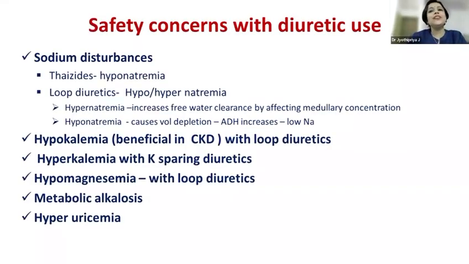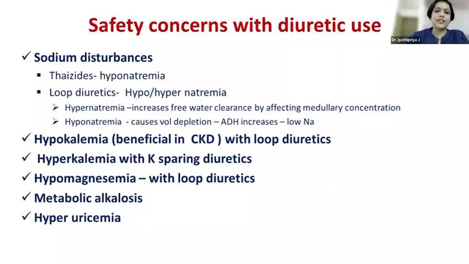Okay, so when using diuretics, there are certain safety concerns also associated with it. The important one is electrolyte disturbance. We all know the various electrolyte abnormalities that can happen with diuretic use. The predominant one is the sodium disturbance. Thiazides are notorious for causing hyponatremia, especially in the elderly. Loop diuretics can cause both hypo- and hypernatremia.